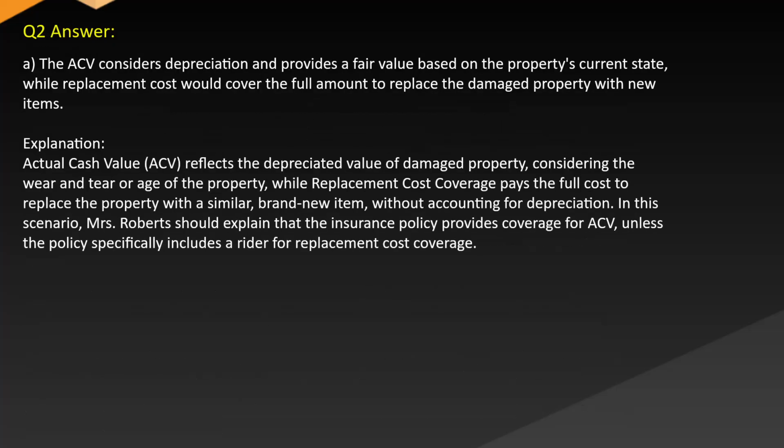Answer: A. The ACV considers depreciation and provides a fair value based on the property's current state, while replacement cost would cover the full amount to replace the damaged property with new items. Explanation: Actual cash value (ACV) reflects the depreciated value of damaged property considering the wear and tear or age of the property, while replacement cost coverage pays the full cost to replace the property with a similar brand new item without accounting for depreciation. In this scenario, Mrs. Roberts should explain that the insurance policy provides coverage for ACV unless the policy specifically includes a rider for replacement cost coverage.